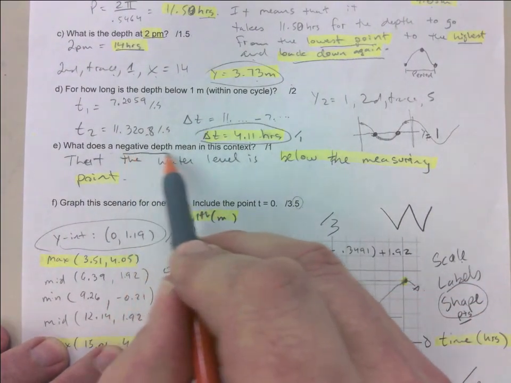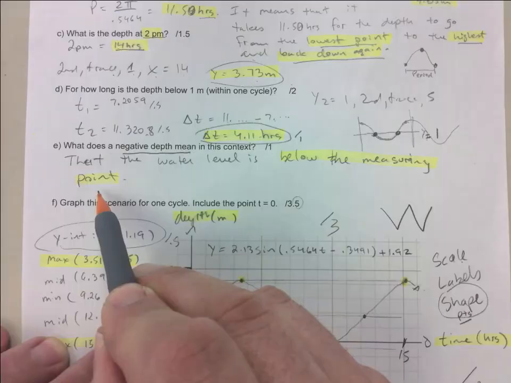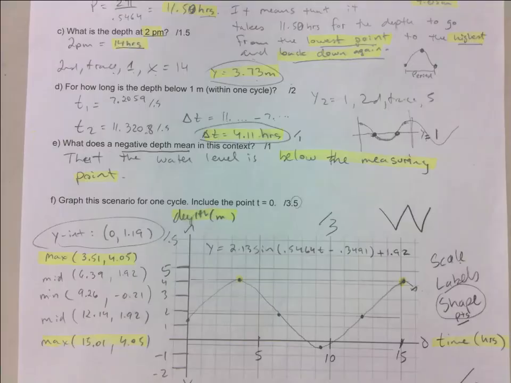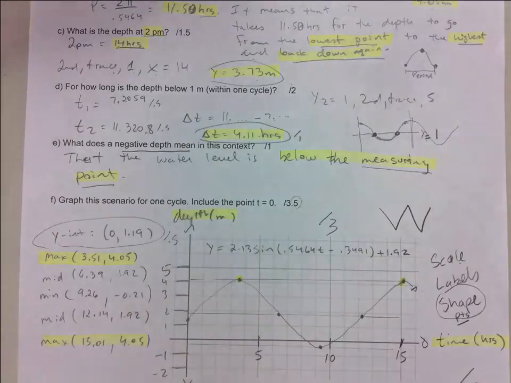What does the negative depth represent? That the water level is below the measuring point. With respect to that point, it's below, okay? I actually thought it was a pretty good answer. Some of you said like there's no water left, it's all seeped into the sand. It's like, okay, I know you know what's kind of happening, you're envisioning it, but in this case you had to go with respect to that point, okay?